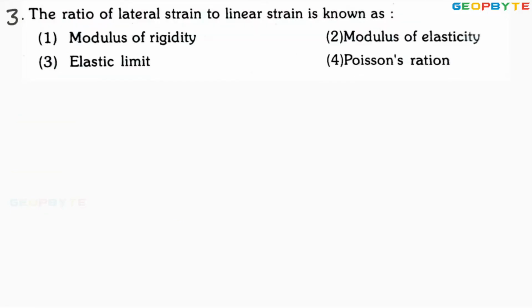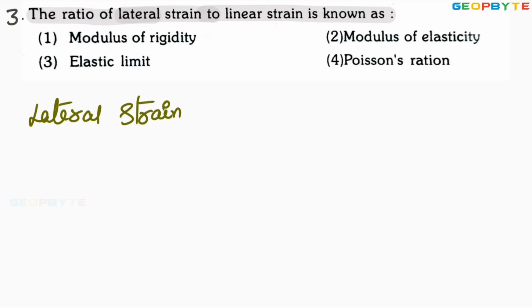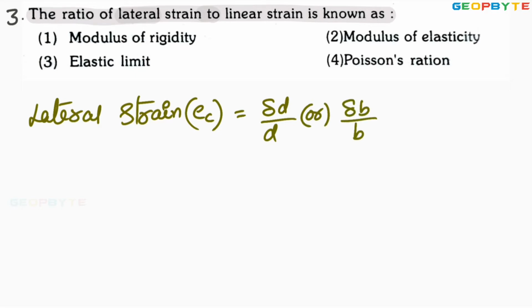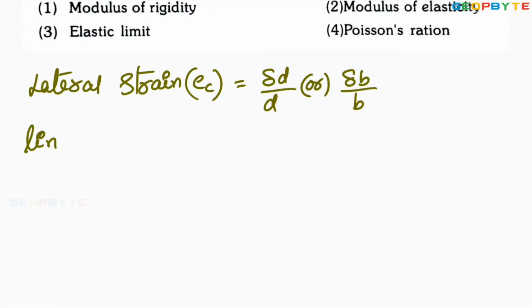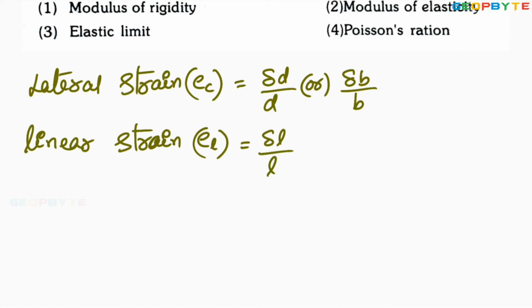Look at the third problem. The ratio of lateral strain to linear strain is known as? Lateral strain, denoted by EC, is also called circumferential strain, equal to change in diameter by original diameter, or change in width by original width. Whereas linear strain is also called longitudinal strain, EL, equal to change in length by original length.